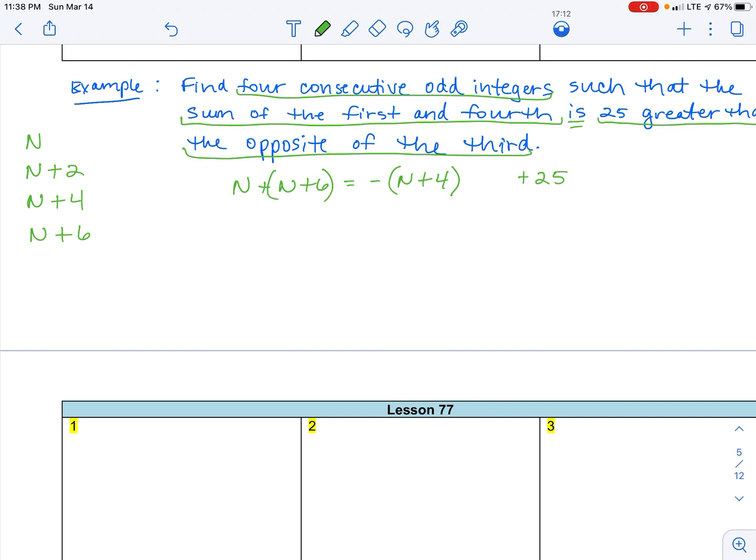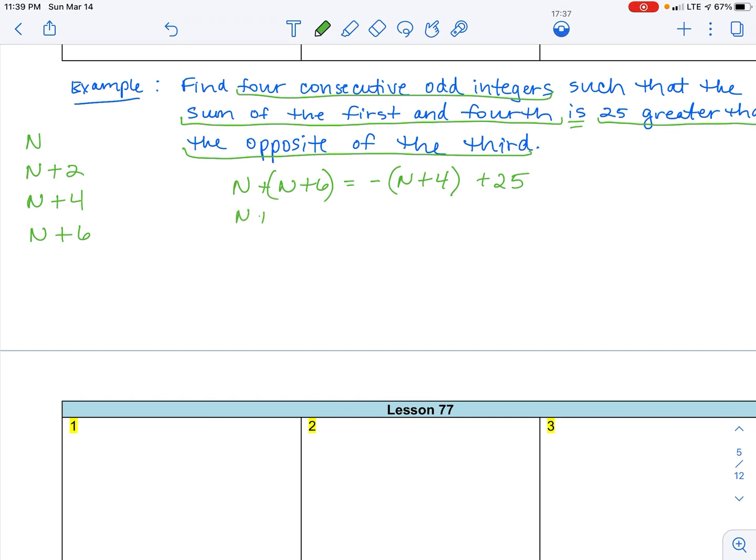So let's just say the number happened to be 7. Okay, let's say that fourth number ends up being 7, just as an example. What is the opposite of that? Negative 7. So if the number is n plus 4, the opposite of that would be a negative n plus 4. All right, and I'm going to move this plus 25 over here. Okay, so there's how you set that up. If you want to pause the video and try to solve this, please feel free to do that.